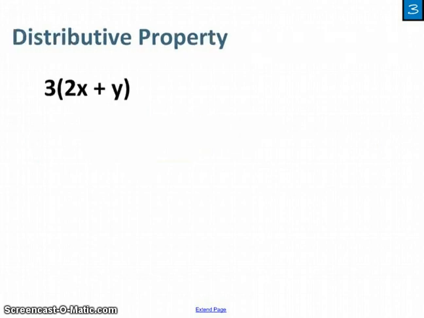Next, the distributive property. Now, you probably remember this from Algebra 1. You learned that you can distribute the term that's outside the parens to all of the terms that are inside the parens. So this 3 gets distributed to both of these. And what you end up with is 3 times 2x is 6x, and 3 times y is 3y.